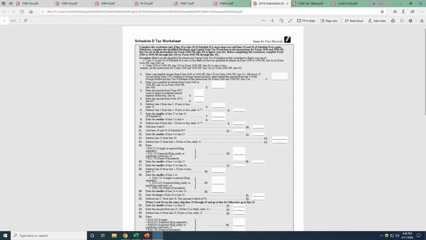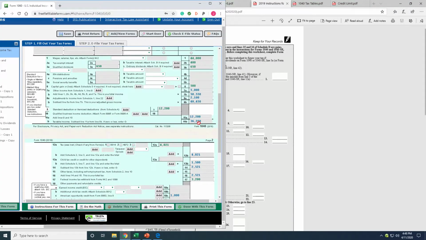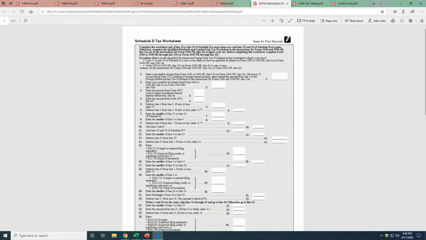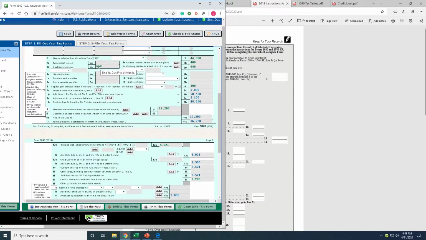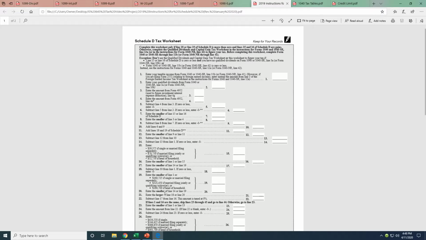So it's like, enter your taxable income from line 11b. 11b, 36,250. And enter your qualified dividends from Form 1040, line 3a. That was the 650. And this is where you just continue to fill it out. Enter the amount from Form 4952 for investment interest. He didn't have any of that. No investment interest, so it subtracts it. That's 0. So for line 6, subtract line 5 from line 2, which is just 650.